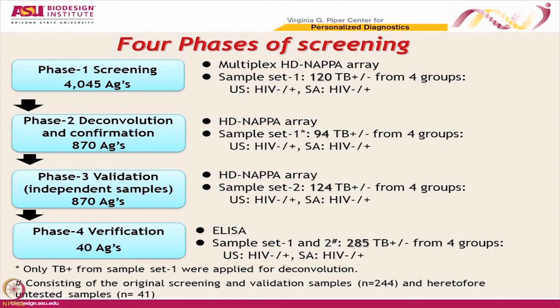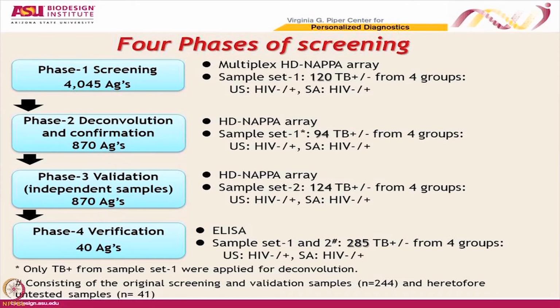Okay? And so this is kind of a summary of that. In phase 1, we screened 4,000 antigens, which is the entire proteome of TB. Phase 2, we did a deconvolution on what turned out to be about 870 antigens. We did those 870 antigens on an independent set of samples. And then we did an ELISA verification on the best 40 of all those. All right?